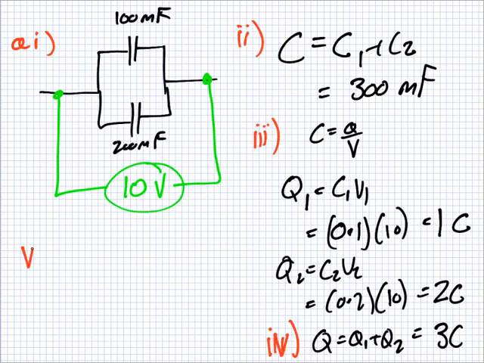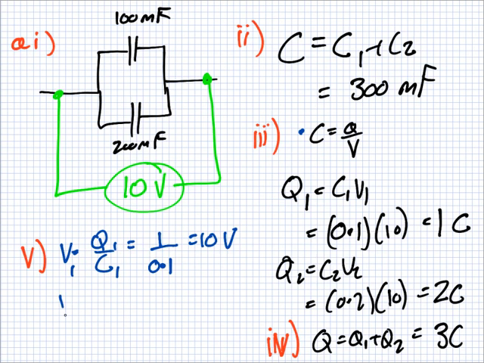Well, it should be 10, shouldn't it? Because they're in parallel. But I just want to confirm that it is 10. I want to show you it's 10. If I use this formula, you can see that V equals Q over C. So V1 equals Q1 over C1. Q1 is 1 and C1 is 0.1. So 1 over 0.1 is 10 volts.